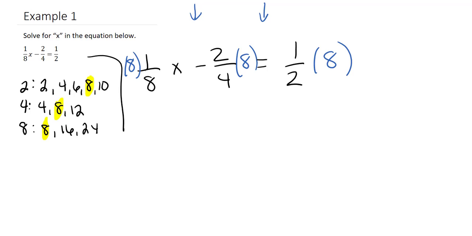So let's go ahead and now multiply this out. Well, 8 over 8 just becomes 1, so we can just reduce that. Then this is 8 over 4. Well, we can divide both by 4. So 4 divided by 4 is 1. 8 divided by 4 is 2. Then we can divide by 2 here. So 2 divided by 2 is 1. 8 divided by 2 is 4.